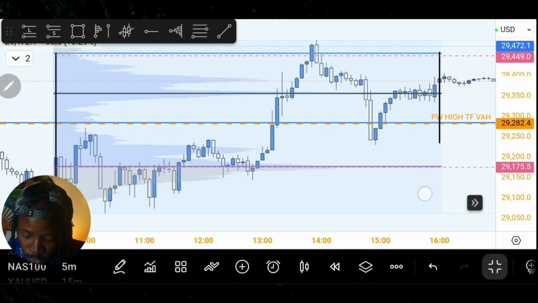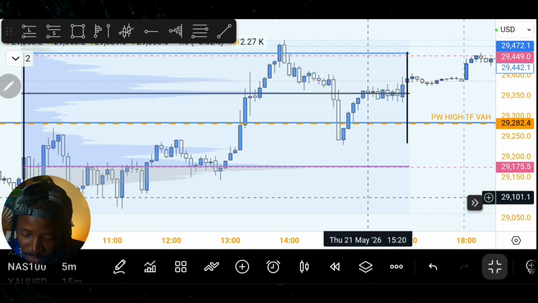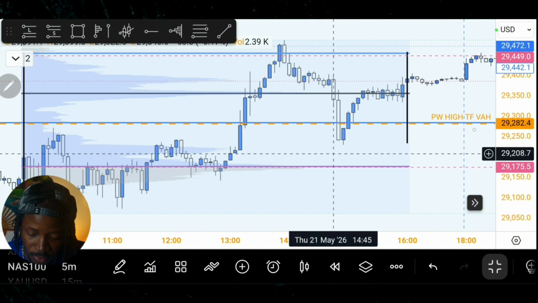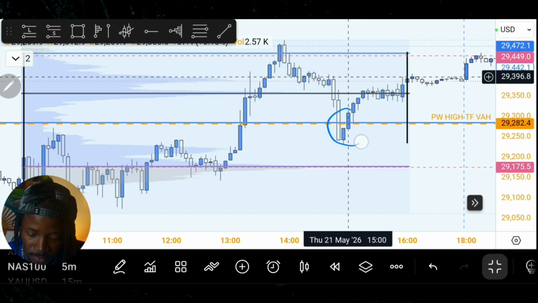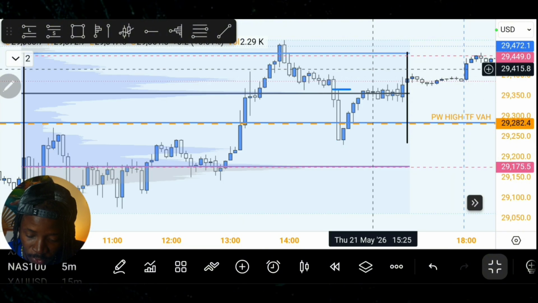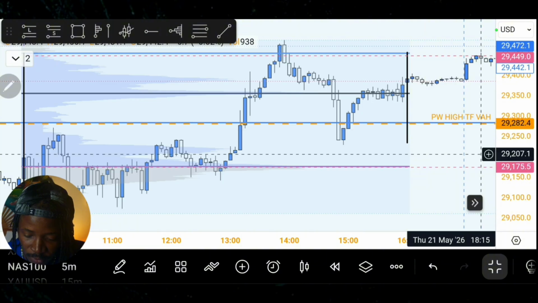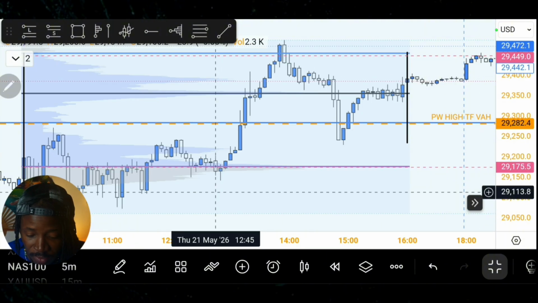Before we go, notice what happened here. Remember what I told you about the previous week volume profile? Are you seeing the reaction here? And this is the value area, not the POC. Remember I told you I don't like taking trades from the POC. So if we had taken it from here, this is what we would have gotten: a fade and back into value. All right, so that's the previous regular trading hours.